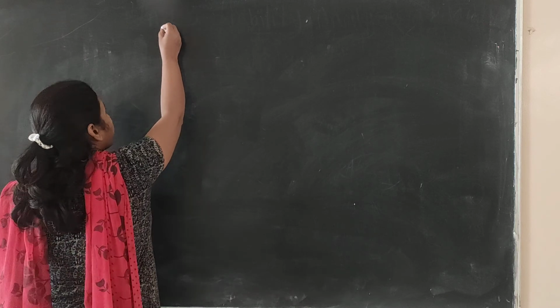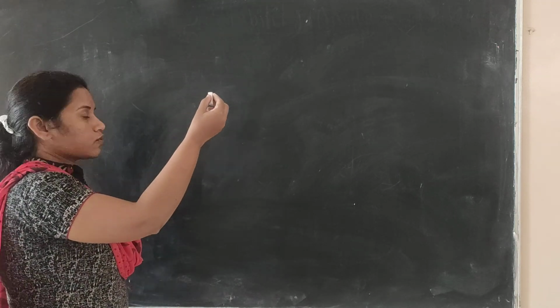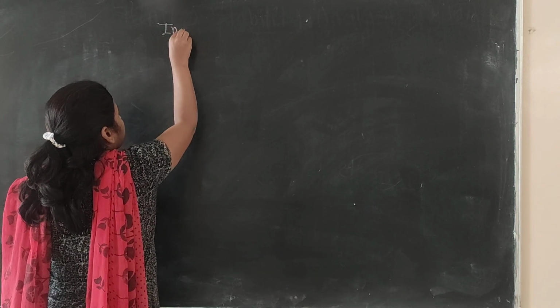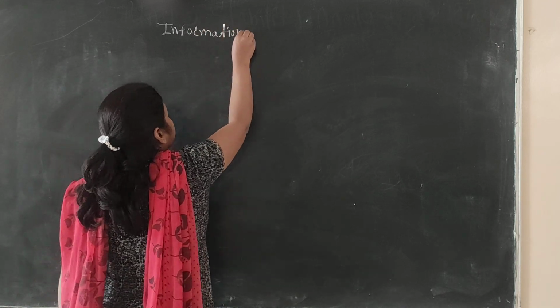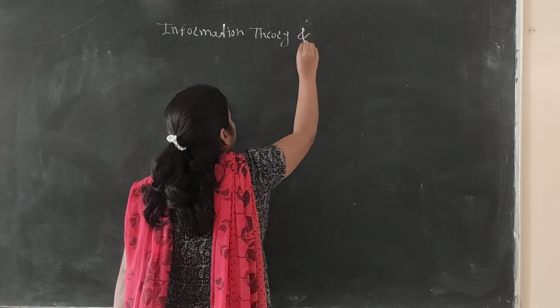Now we have started the first unit, information theory and source coding, that is unit number 1, information theory and source coding.